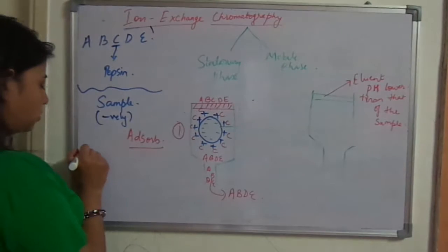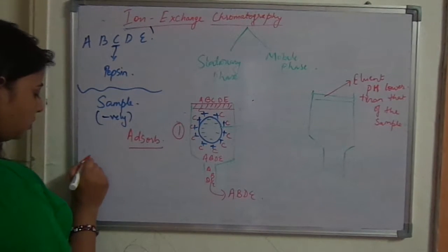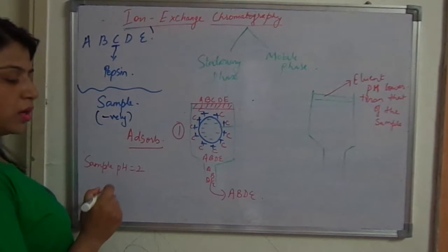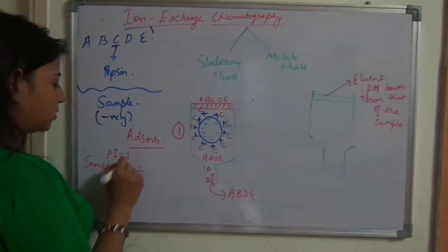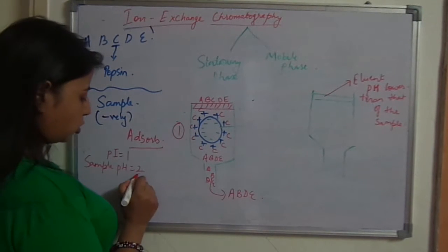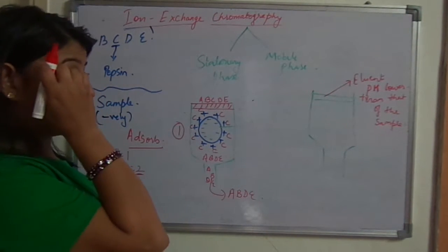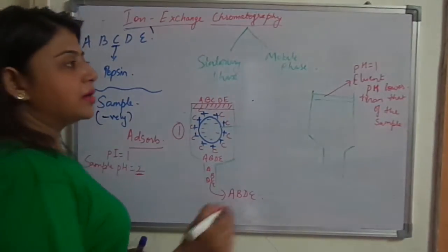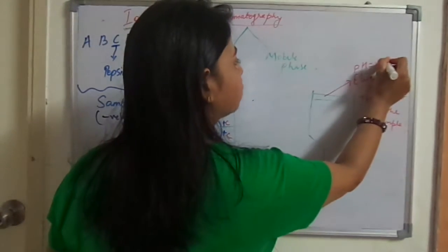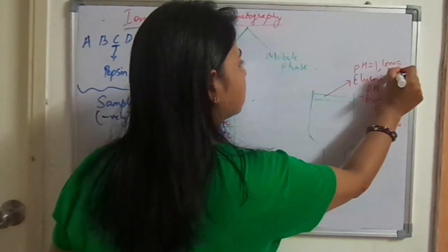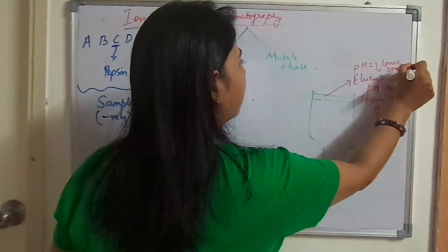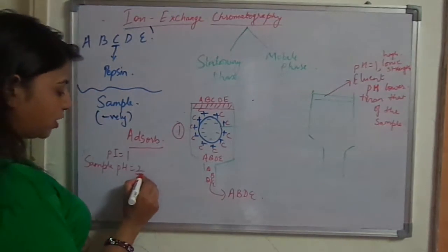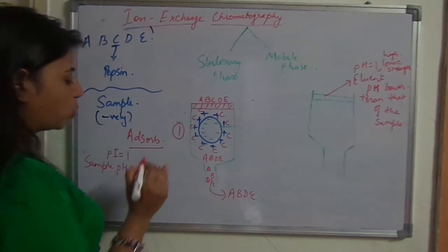Now sample pH was 2 and pI is 1, right? Now pH lower than 2 will be pH 1. So eluent should have pH 1, right? And it should have higher ionic strength. The ionic strength should be high. Clear? Suppose this sample was at pH 2 and ionic strength 1 molar.